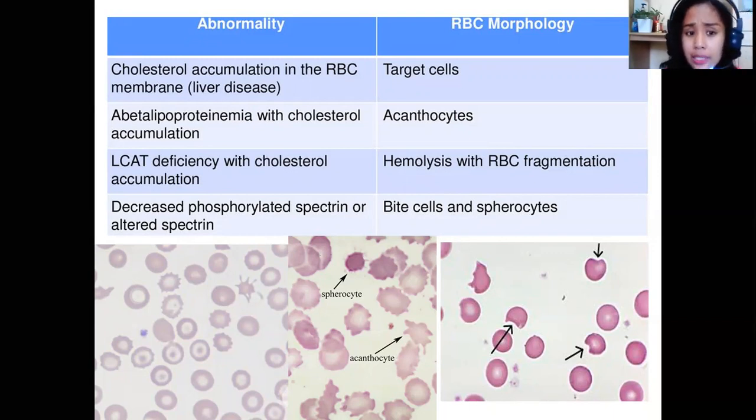LCAT deficiency can result to hemolysis. Ayan, decreased phosphorylated spectrin or altered spectrin will result to spherocytes or bite cells. So guys, dito sa last image na to, ito yung bite cells. So it's literal, parang kinagatan. Ma'am, sino kumagat? Bakit ganyan? It was bitten by your splenic macrophages, yung mga macrophage. Plus, same rin with your spherocytes. Actually, they were also bitten. Ayan. That's why they have a circular portion. The biconcave area was bitten, was snipped off.